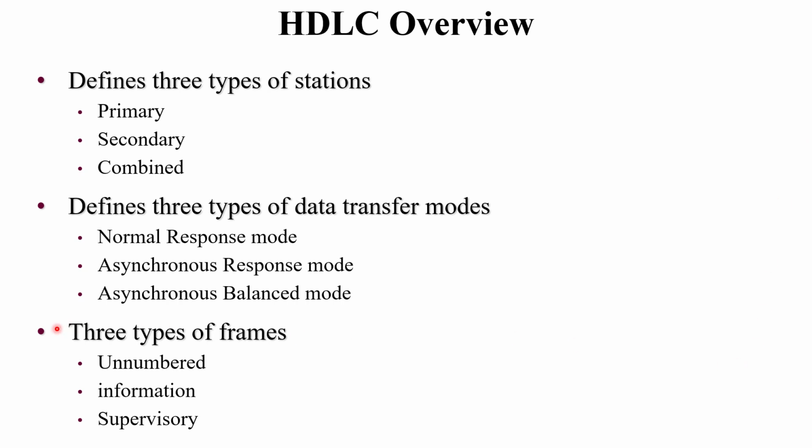Additionally, HDLC uses three types of frames: information frames for data transmission, supervisory frames for flow and error control, and unnumbered frames for control and link management to ensure reliable and efficient communication.